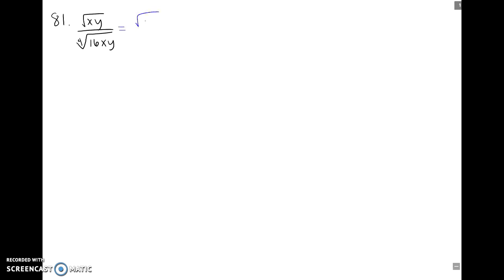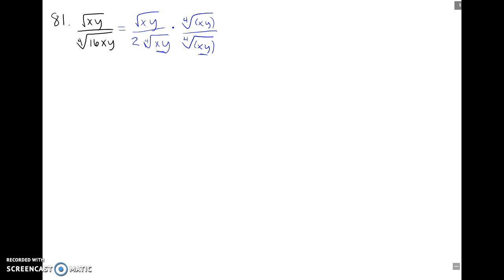So you have the square root of xy over the fourth root of 16, which is 2, and then you have the fourth root of xy. Okay, so from there you need to get rid of the fourth root on the bottom. So we're going to multiply it by the fourth root of xy over the fourth root of xy, but that's not going to give us enough. We need to have 4 x's and 4 y's under here. Right now I'm only going to have 2.